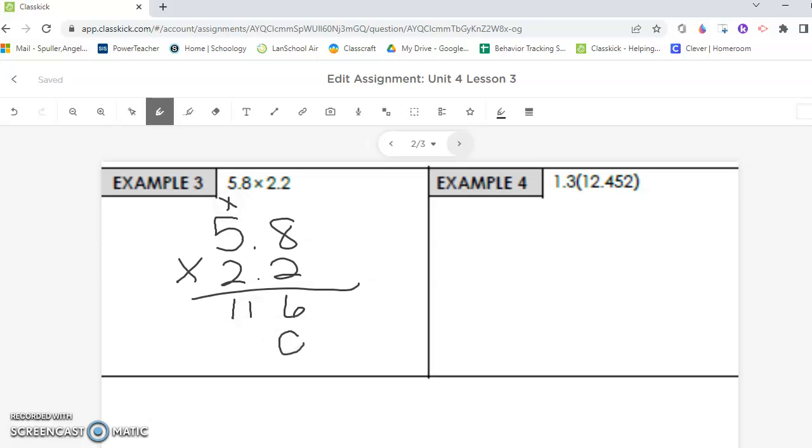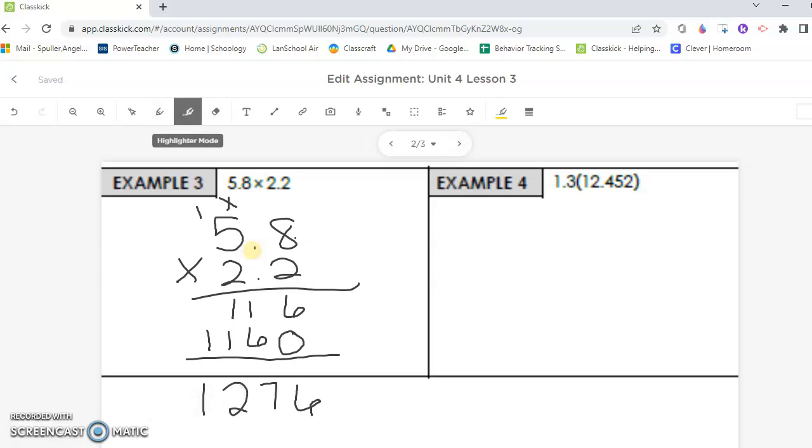Okay, moving to the tens place, so I'm putting our placeholder. 2 times 8 is 16, carry the 1. 2 times 5 is 10, plus 1 is 11. I'm going to add these. I'm going to get 6, 7, 2, and 1. Now, I'm finding both decimals, and I'm counting how many numbers, 1, 2, are behind both decimals. I have 2. So I have to have two numbers behind this decimal. Okay, great job.